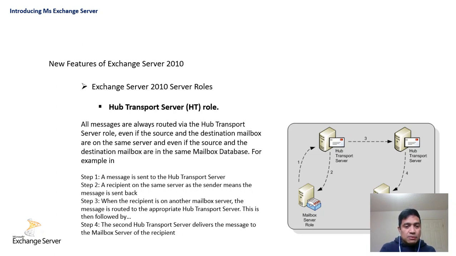For example, in step number one, a message is sent to the hub transport server. In step number two, if the recipient is on the same server as the sender, the message is sent back. So on the same server, the activity is happening, sending and receiving. In step number three, if the recipient of the email is on another mailbox server, the message is routed to the appropriate hub transport server. This is followed by the second hub transport server delivering to the mailbox server of the recipient. So if there are two or more hub transport servers, they are just communicating and forwarding messages to the right recipient.